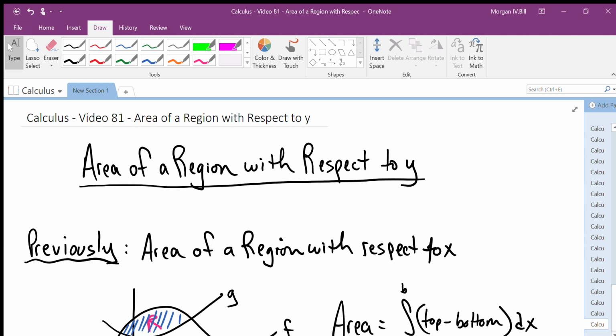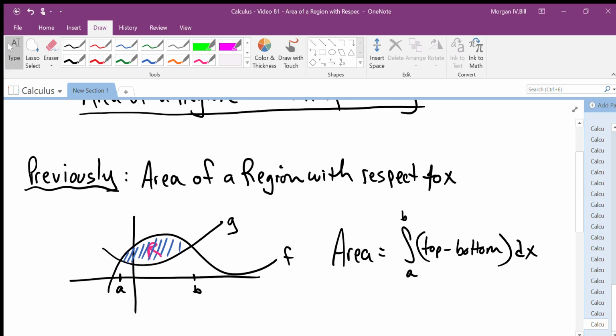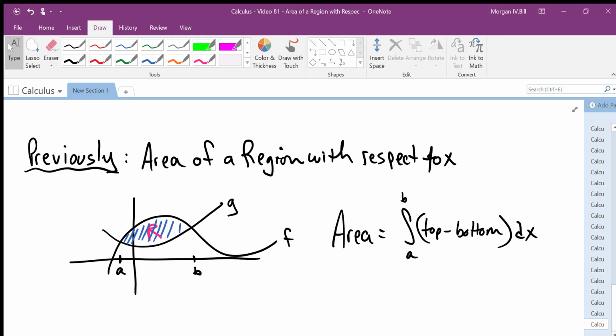Calculus, video 81, the area of a region with respect to y. Okay, so before we talk about the area of a region with respect to y, let's talk about the one we did previously, which was the area of a region with respect to x, so we can compare the two. The area of a region with respect to x, in this case, that's the ones we've done so far.